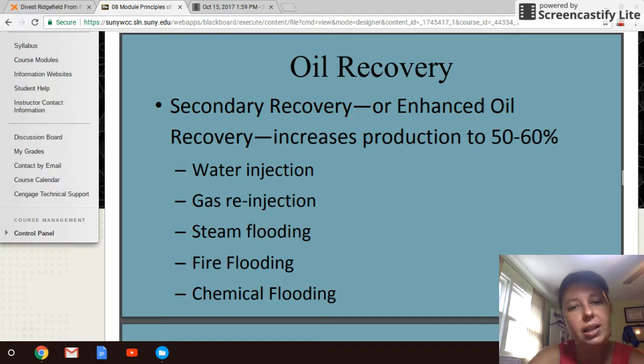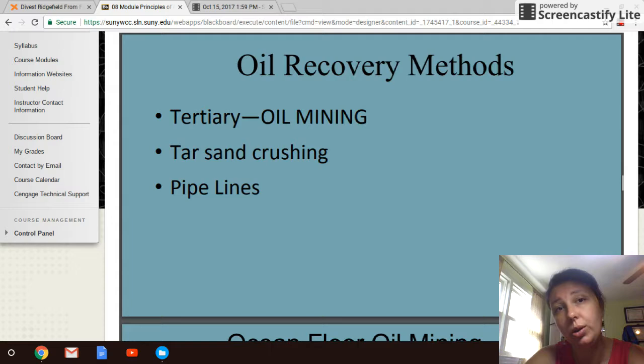And then finally is chemical flooding, which is not technically legal in the United States. We're allowed to send down a water injection with a fracking fluid, but we are not allowed to do a chemical flooding. That doesn't mean that it doesn't happen in other parts of the world.